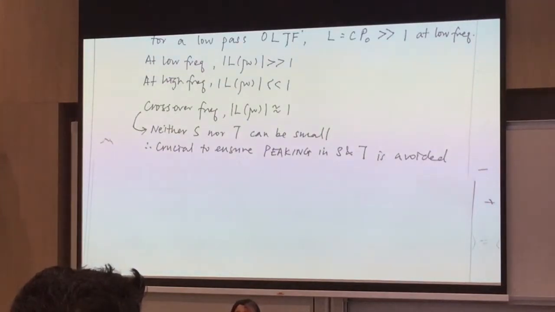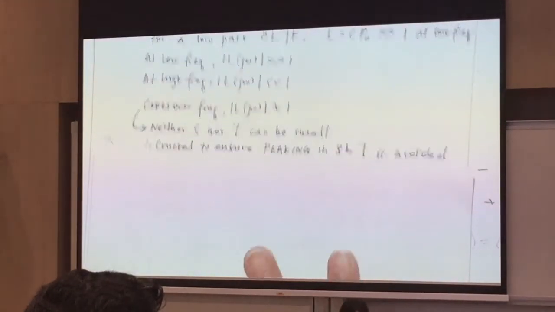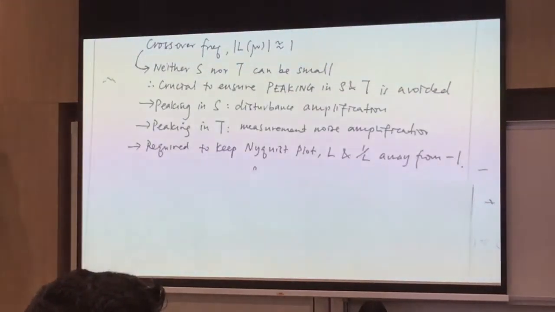How your S relates to SM: the minimum of SM, the vector margin, is 1 over the maximum of S. The minimum of RM is 1 over the maximum of T. SM is the distance of L away from minus 1. RM is the distance of 1 over L away from minus 1. So everything comes together very nicely.